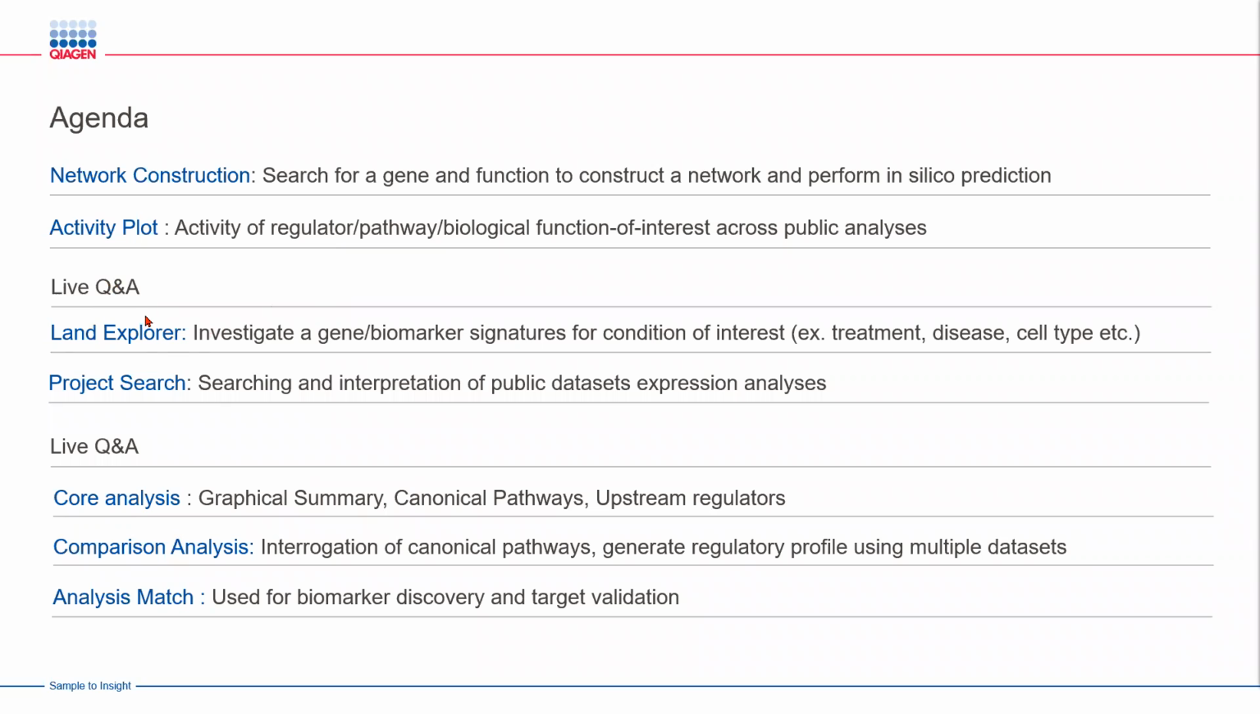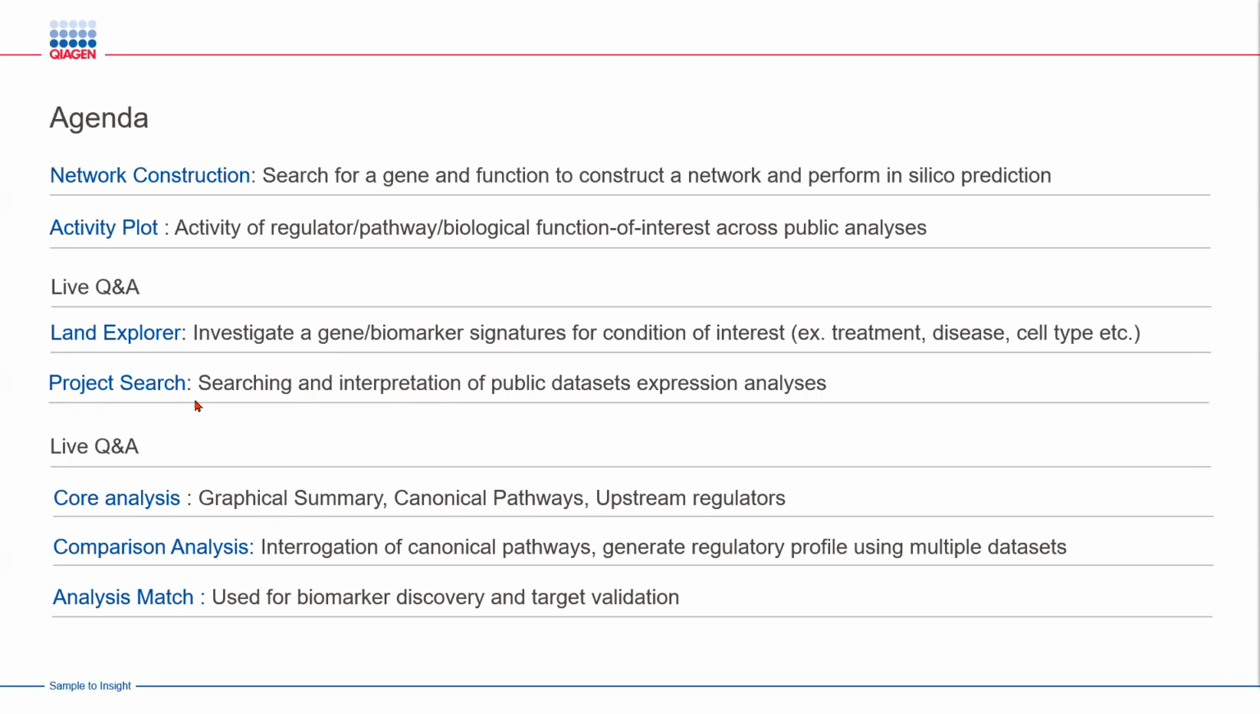Now, after the live Q&A, we'll go over another feature, which is Land Explorer, where if you are working with biomarker signatures or a gene that you're working on in the lab that you found with your Western blot results, you want to see how this gene is expressed in different diseases or different drug treatments or different cell types. So you can easily utilize our Land Explorer feature to look for gene or biomarker expression.